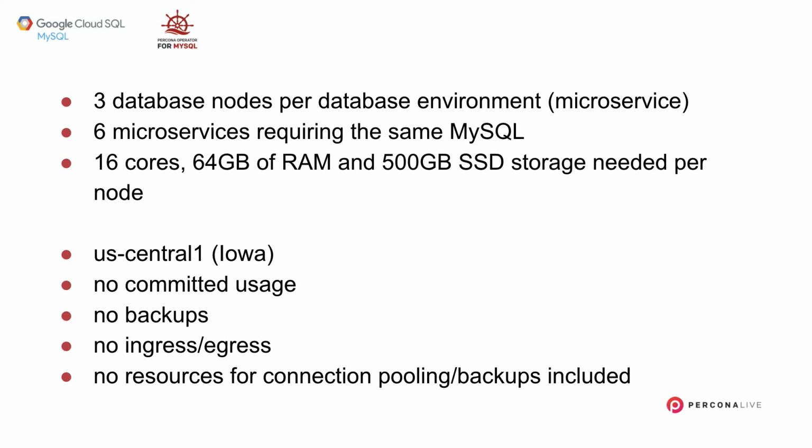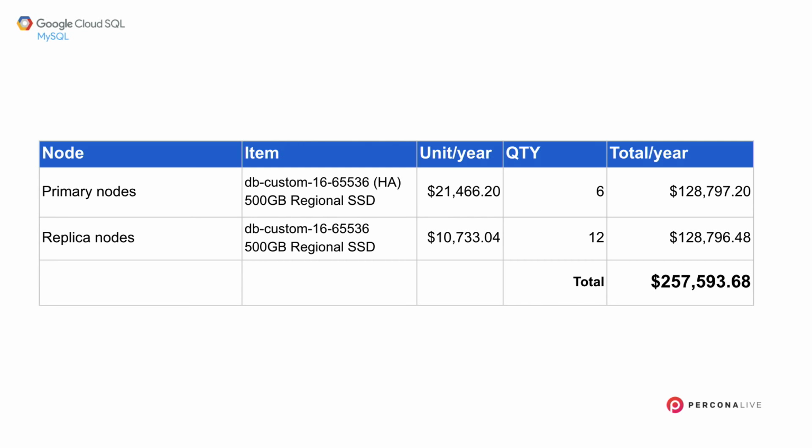So let's say that we have 6 microservices that require MySQL. Very simplistic. Each microservice will need 3 database nodes per database environment, right? So 6 microservices, each needs 3 MySQL nodes, and each node needs 16 cores, 64 gigs of RAM and 500 gigabytes of SSD storage. I skipped all the small variables, like which region I use or the cost of traffic or backups, because this would be similar in both solutions. But we're looking at the pure resources.